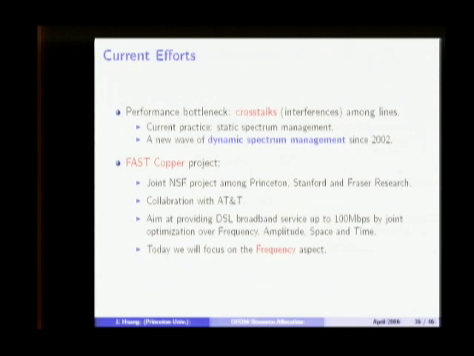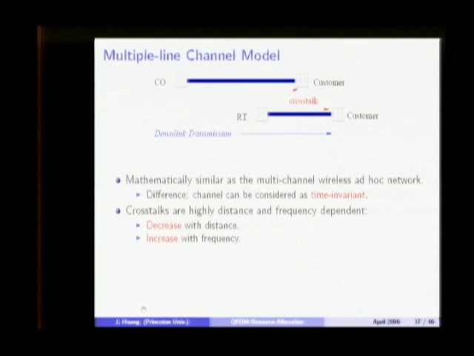Right? So the aim of this Fast Copper is to provide DSL broadband service up to 100 Mbps peak rate by joint optimization over frequency, amplitude, space, and time. So this is FAST, fast. Right? And today I'm going to focus on the frequency aspect, which is the spectrum management.